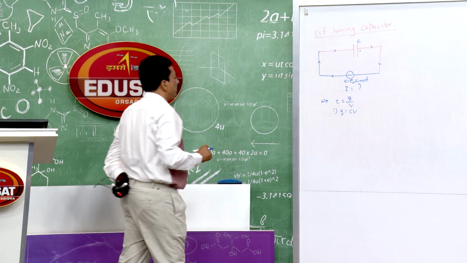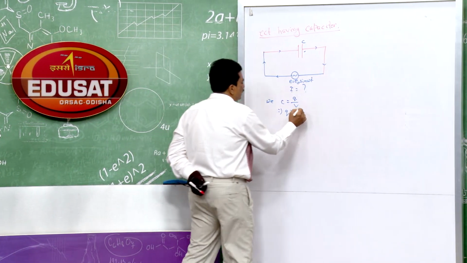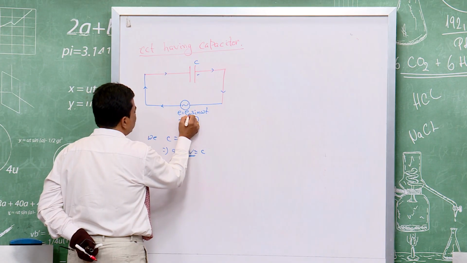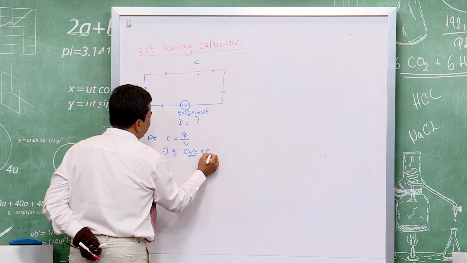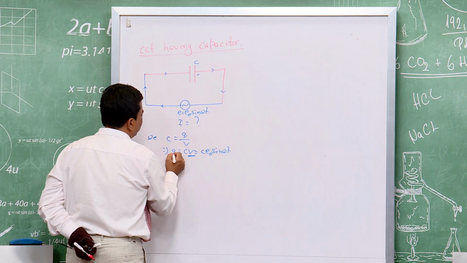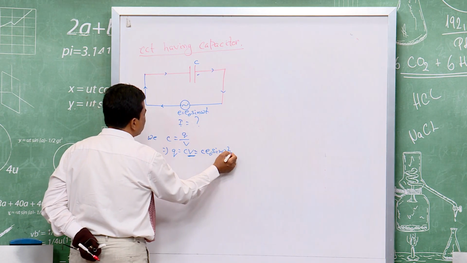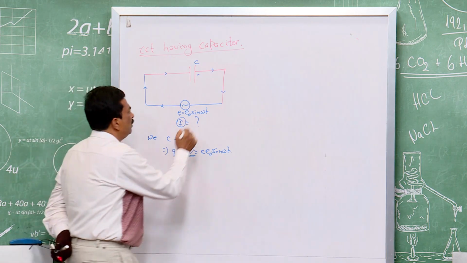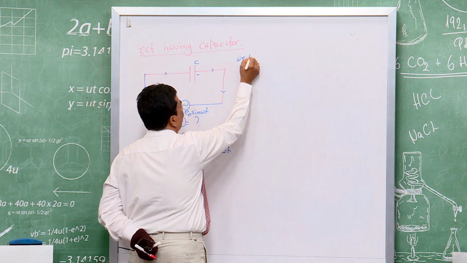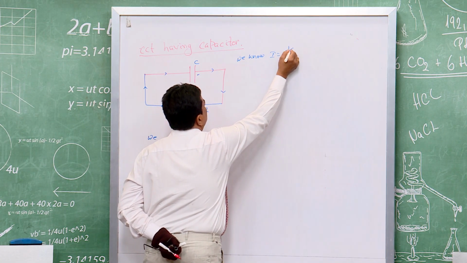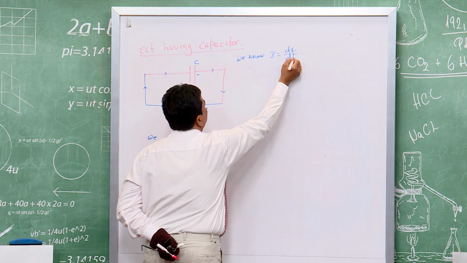So, if Q is equal to CV, C is C, and V is the potential, which is equal to E0 sin omega t. So Q is equal to C E0 sin omega t. We are interested in finding I. So, we know I is equal to dq by dt.